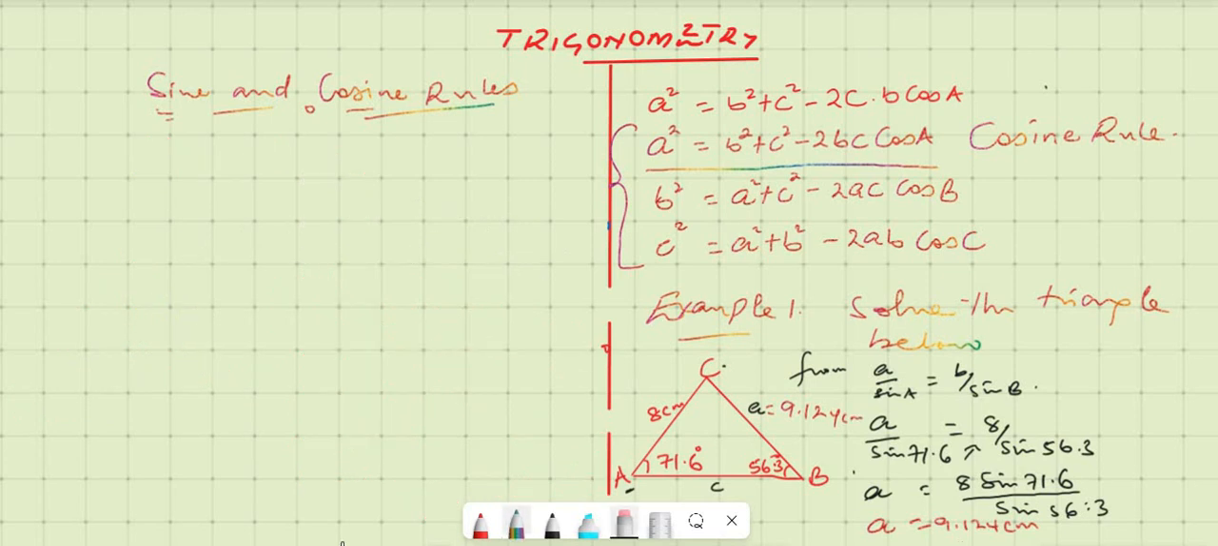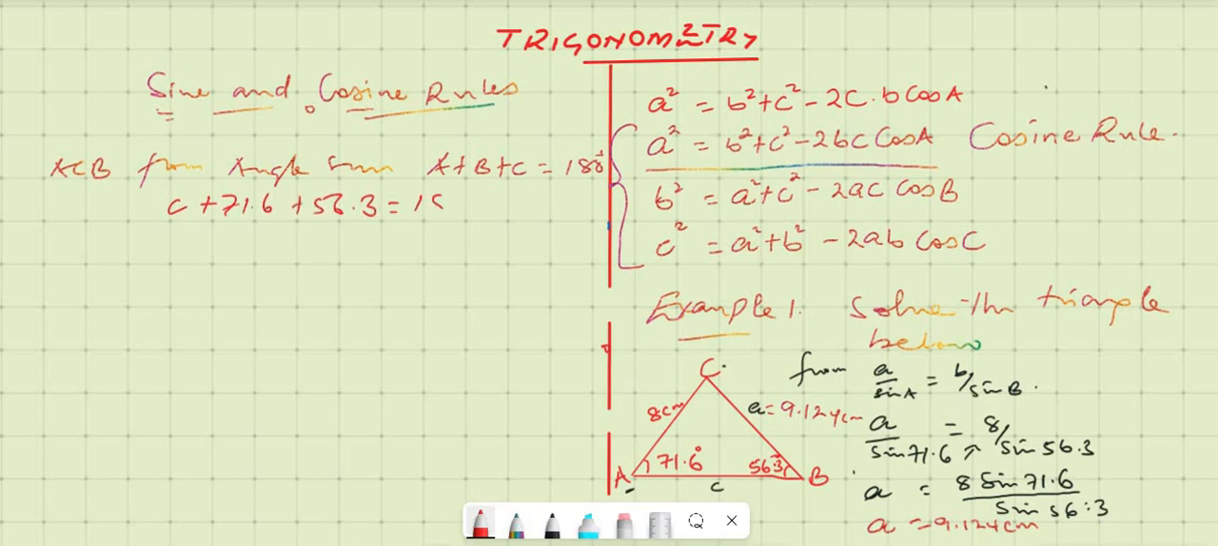Remember that when solving a triangle in trigonometry, you try to look for all the sides and angles of the triangle. Now that we know two sides and two angles, we are left with one angle and one side. The remaining angle is angle C, and that angle can be got from the angle sum principle, which states that A plus B plus C equals 180 in a triangle. Therefore C plus 71.6 plus 56.3 gives 180. When we solve that, we find that angle C is equal to 52.1 degrees.